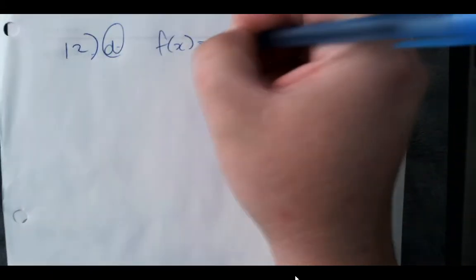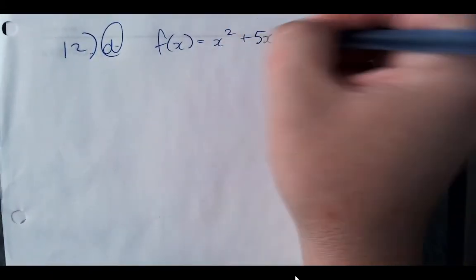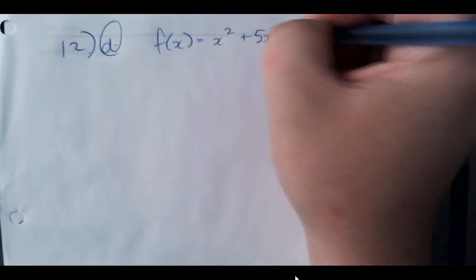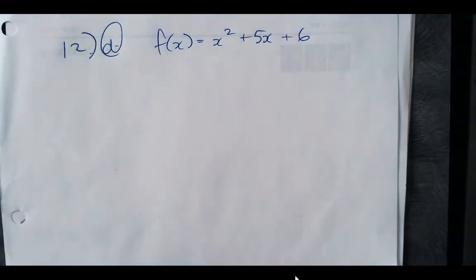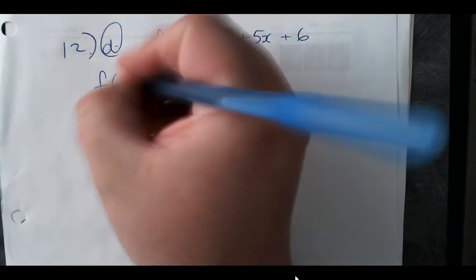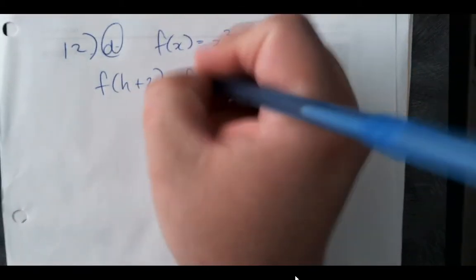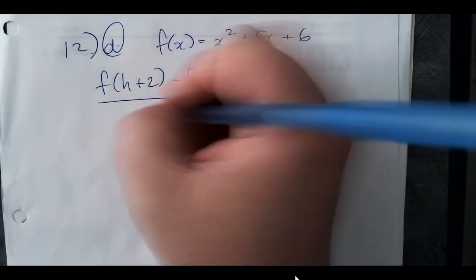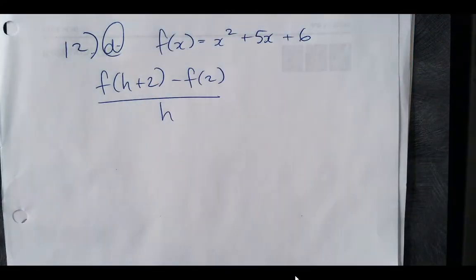We'll jump right to D. Looking at 12D, sorry, let me know if I'm off the page. f of x is equal to x squared plus 5x plus 6. Okay? And now I would like to know what f of h plus 2 minus f of 2, all divided by h, is. So what is it asking me to do?